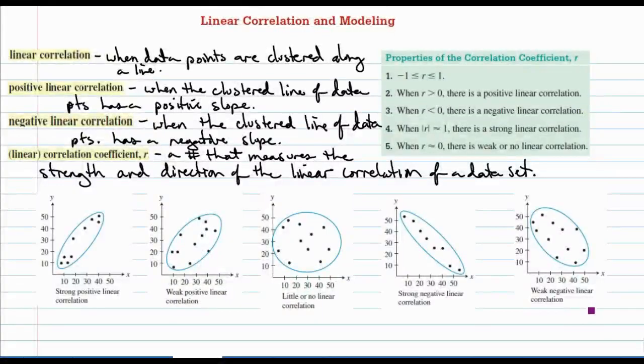This is the screencast for section 2.1, example 3. Linear correlation, how fancy, and modeling. Linear correlation, you've heard the word, when two things correlate. Correlation is when data points are clustered along a line, so they have a linear relationship.